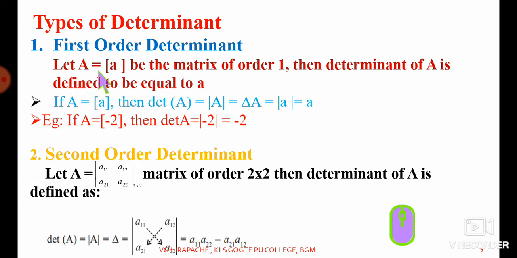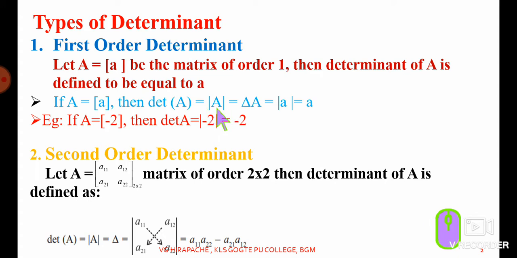Let capital A be a matrix containing the single element small a, which is of first order. The order of this matrix A is 1 cross 1. Then the determinant of matrix A is defined to be equal to small letter a. That is, if A is a matrix of order 1 cross 1 containing the element small letter a, then its determinant is denoted by det A, the determinant of A.